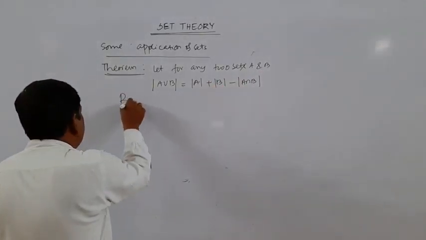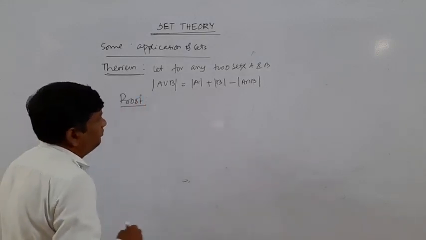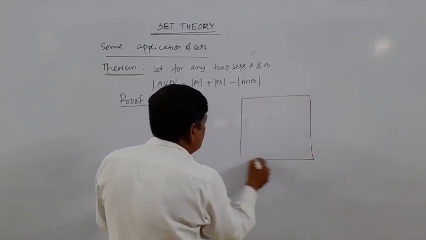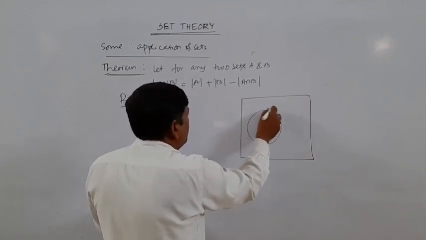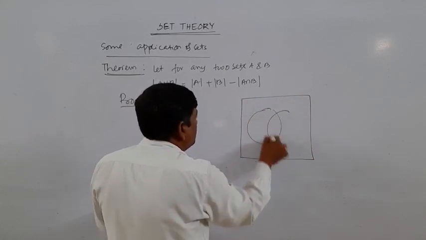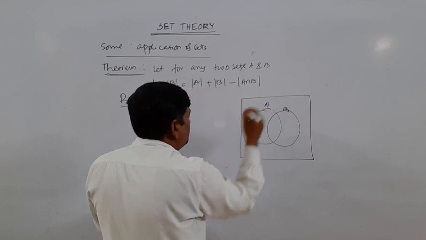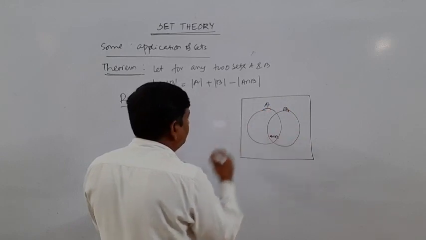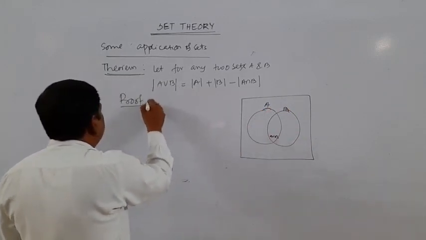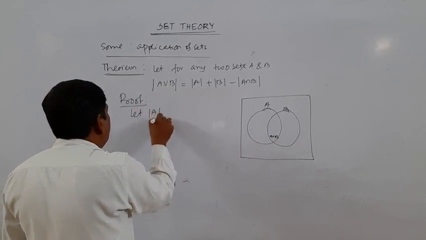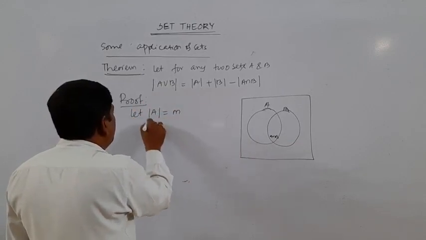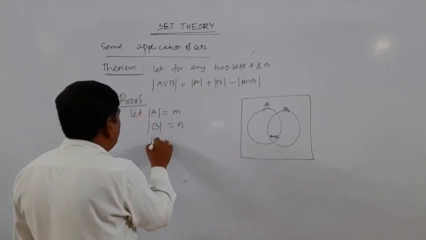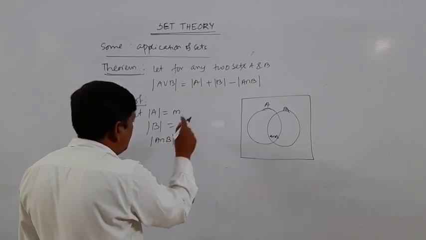Proof. This can be proved easily using a Venn diagram. Suppose this is the universal set, and this is set A and this is set B. The common region is A intersection B. Let the cardinality of A be equal to m, the cardinality of B be equal to n, and the cardinality of A intersection B be equal to r.